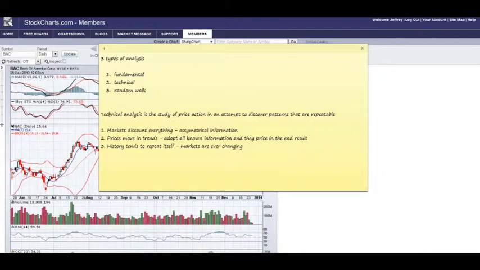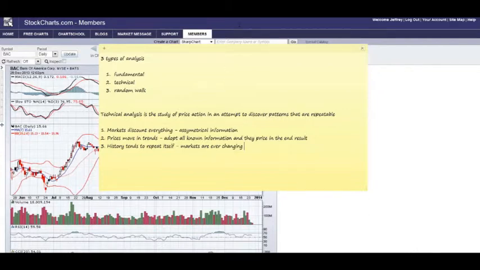Now, the basics of technical analysis here are basically being able to use charts, being able to analyze things on a chart, being able to see the price action that is happening out there in the marketplace.